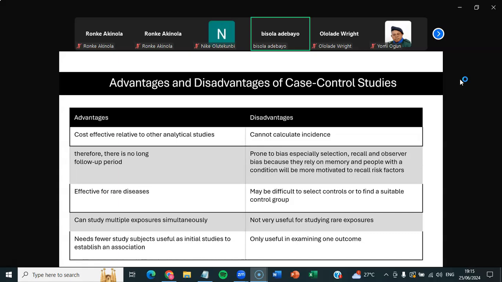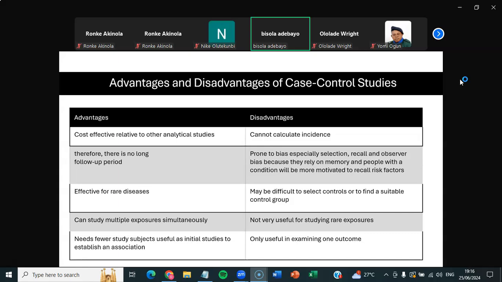Then case control studies can also be prone to bias, particularly selection bias. Sometimes you have to be careful that you don't misclassify your cases and your controls. And then because you tend to work retrospectively, people may recall differently. Many times, those that suffer the ailment or the effect may remember differently from those that didn't. They will try and look for the possible causes themselves: did I eat this? Did I do that? However, a control is just living his life, so you may have differential responses from them. And then you might also have observer bias.